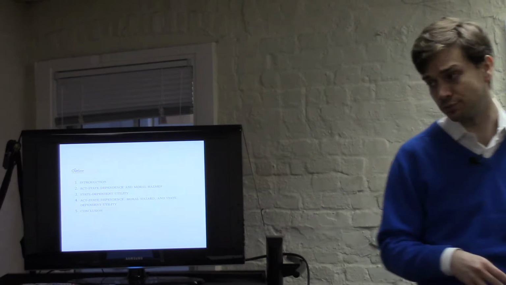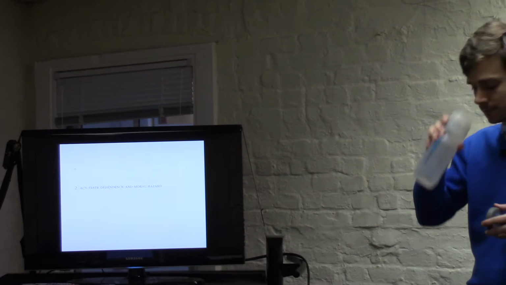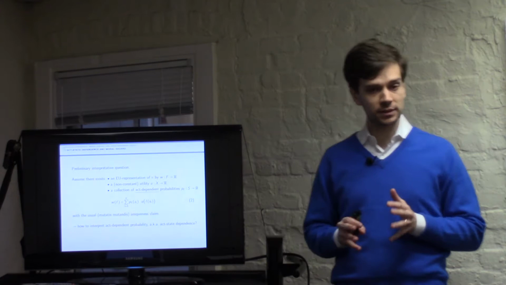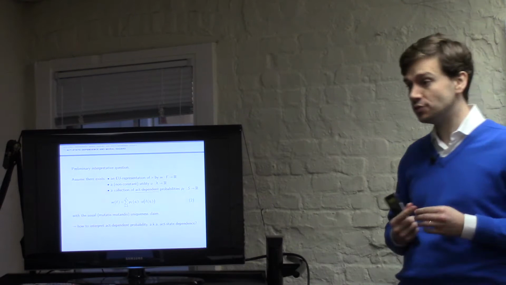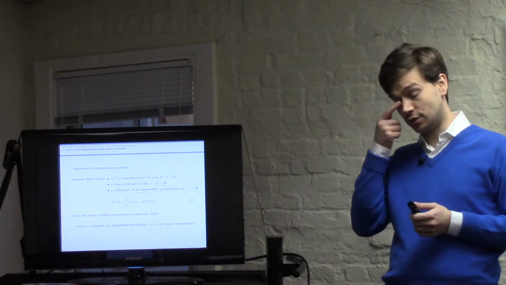Okay. So let me start with this preparatory groundwork about act-state dependence and moral hazard. So think of it really as a sort of puzzle. Assume that you have some choice data, okay, but that you cannot apply the sort of expected utility theorem I referred to earlier, namely your choice data is such that you cannot define a unique probability function and a utility function such that the expected utility function represents the choice data.